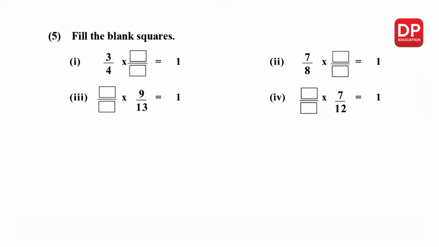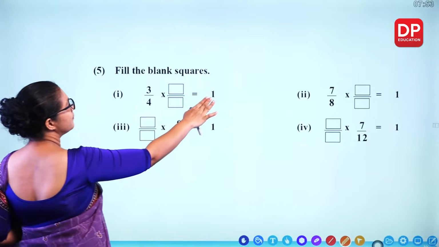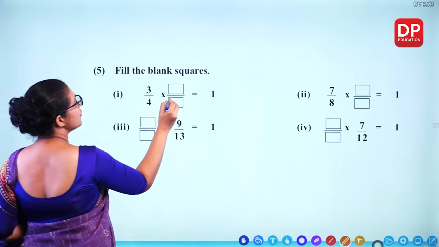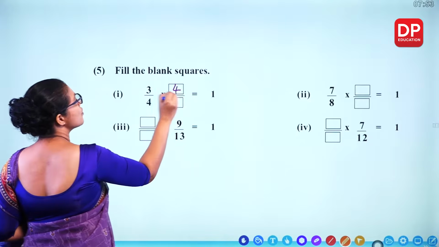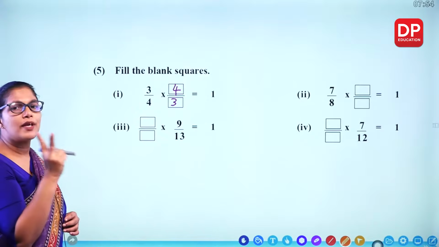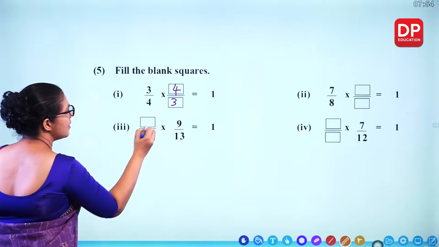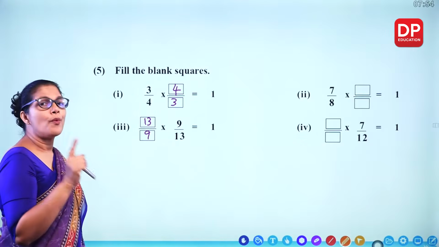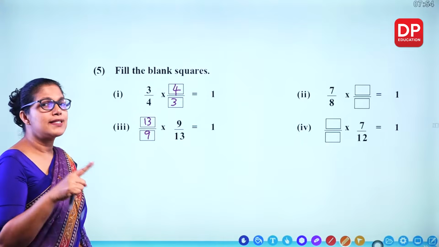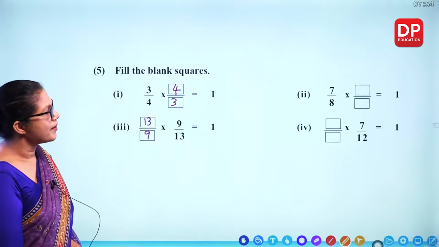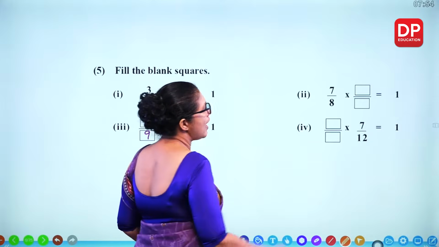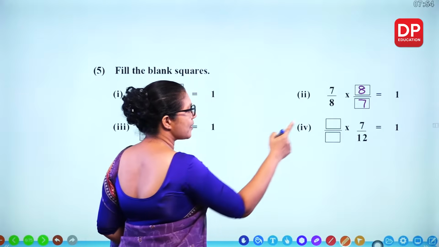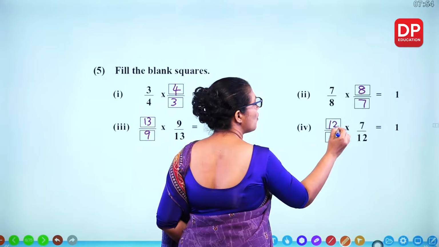Fill in the blanks. The answer is 1. A fraction is there, that means you are multiplying by its reciprocal. So 3 is here, 4 goes to the numerator. Then only you get 1. 9 here goes to the denominator, 13 goes to the numerator. You know, when you multiply any fraction or number by its reciprocal, the answer is 1. So here also the answer is 1. So take the reciprocal of 7 over 8, that's 8 over 7. 7 over 12 becomes 12 over 7.